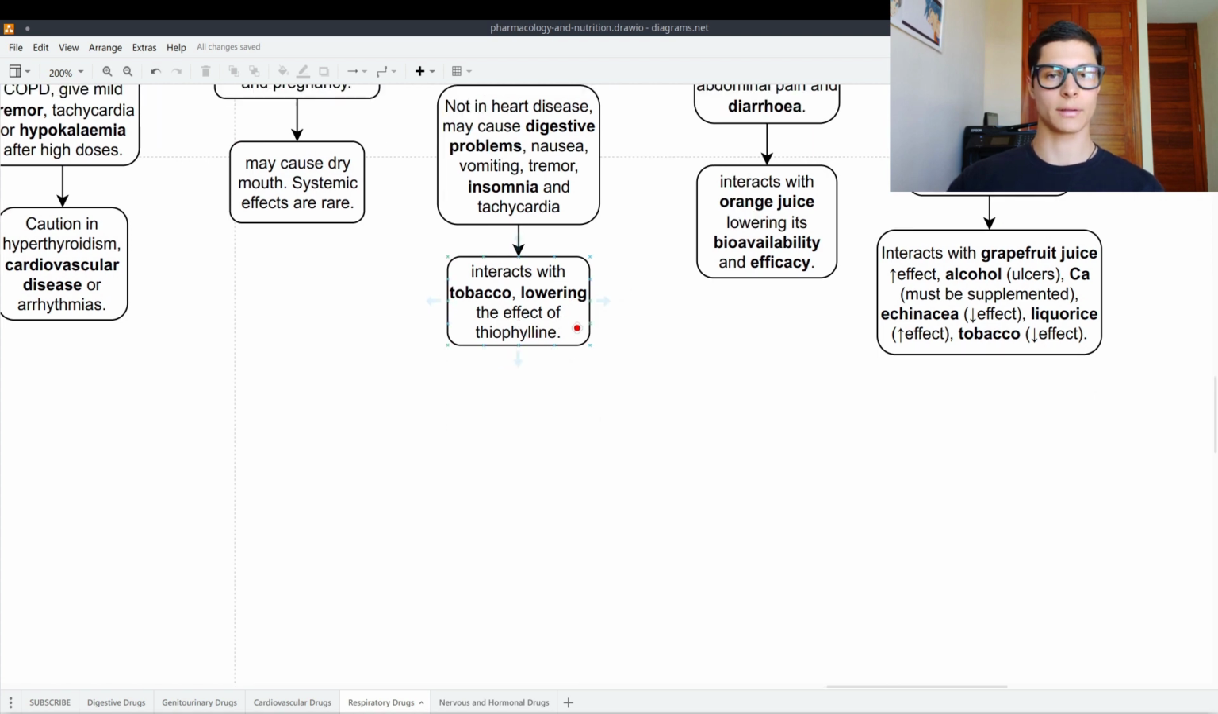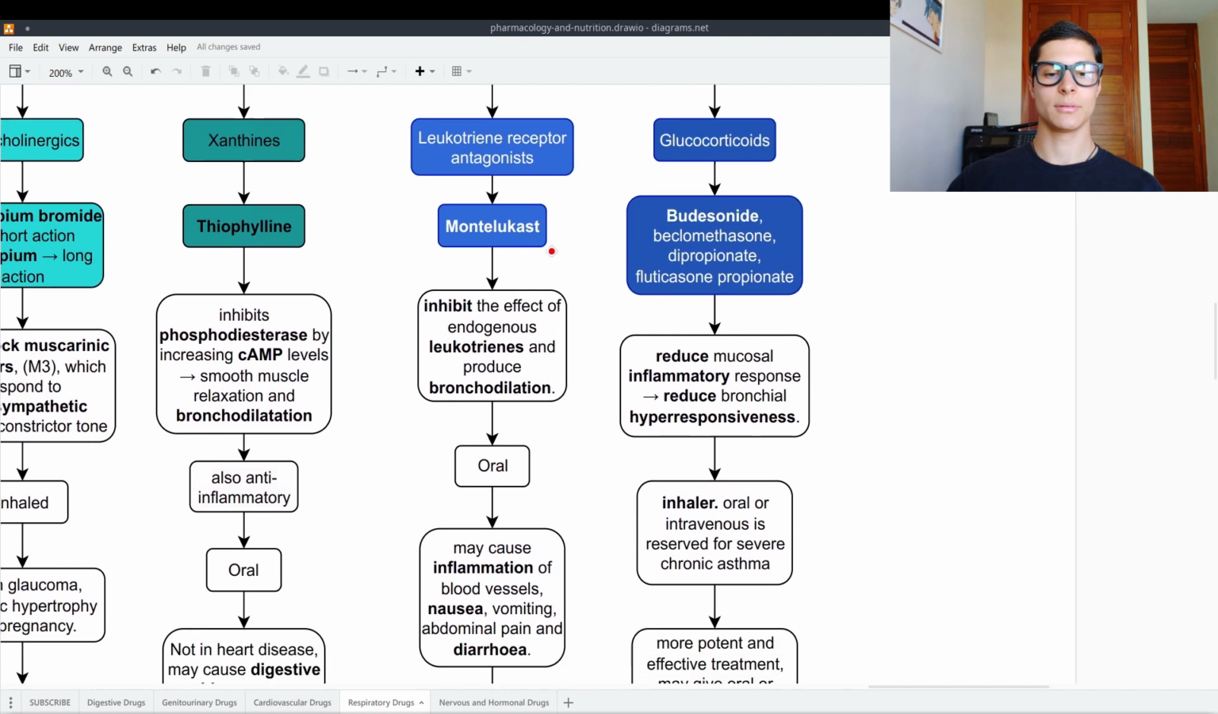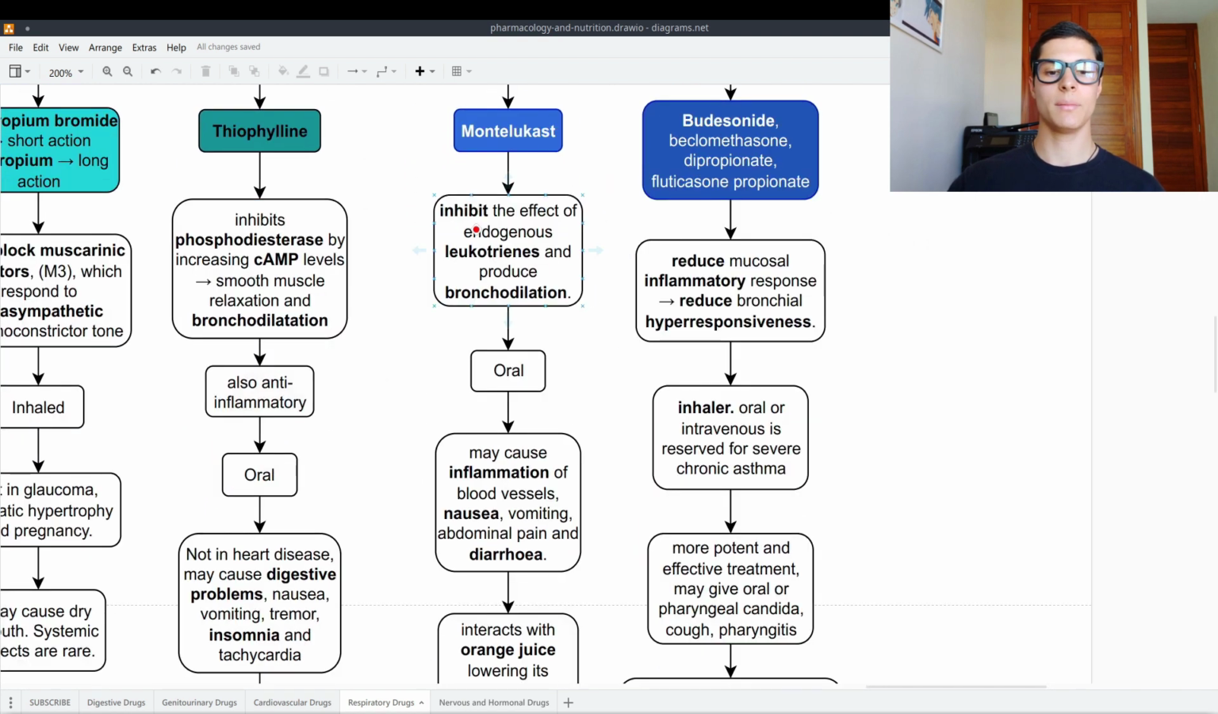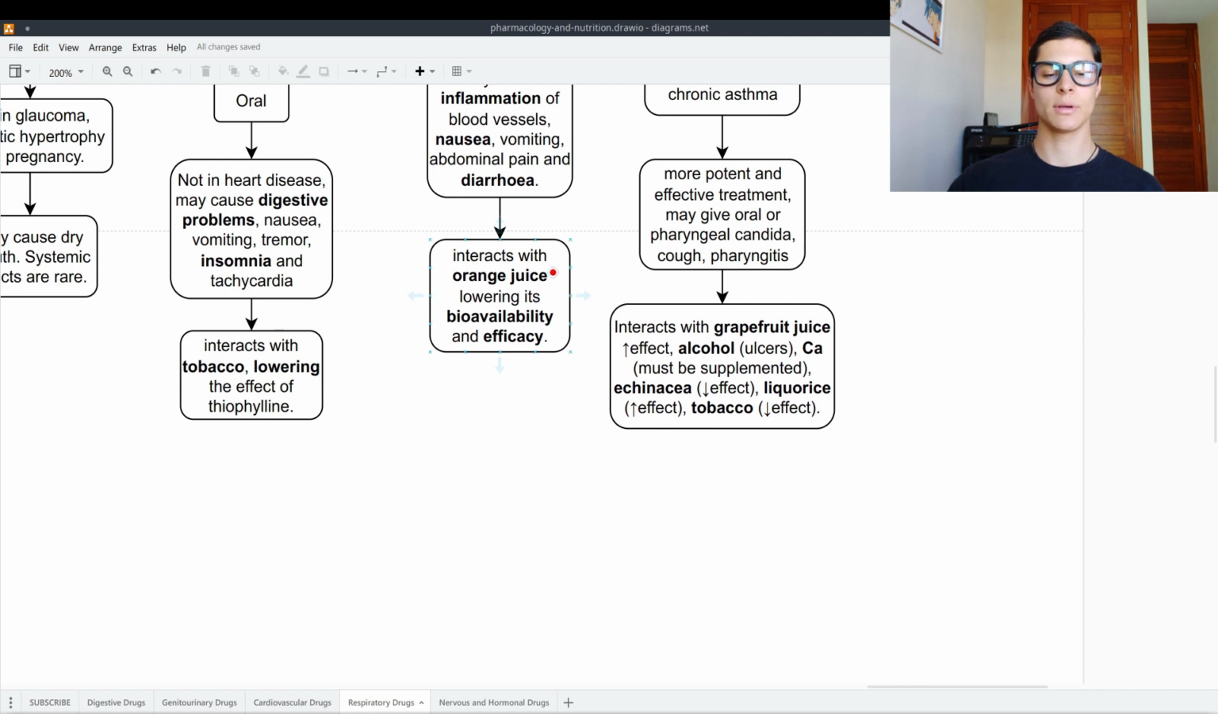So tobacco, lower effect. And the anti-inflammatories now, we have the leukotriene receptor antagonists. Here we have montelukast, which inhibits the effect of the endogenous leukotrienes and produces bronchodilation. Taken orally, and it may cause inflammation of blood vessels, nausea, vomiting, abdominal pain and diarrhea. It interacts with orange juice by lowering its bioavailability and efficacy.